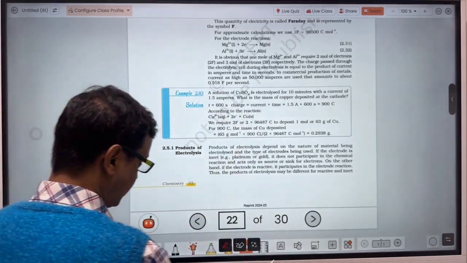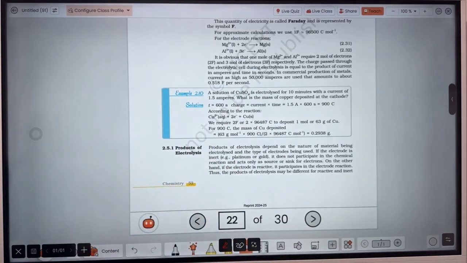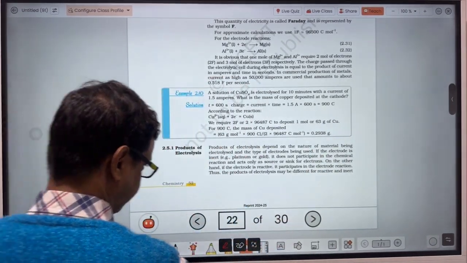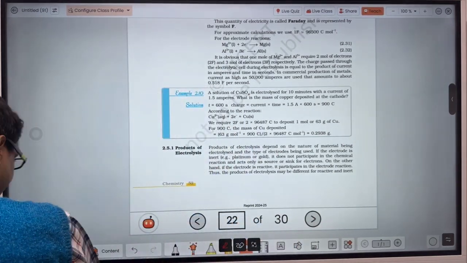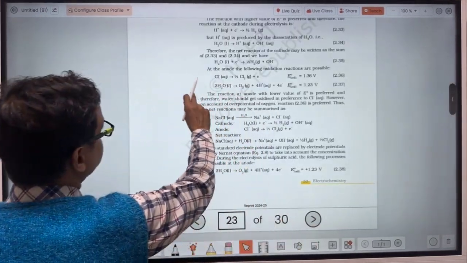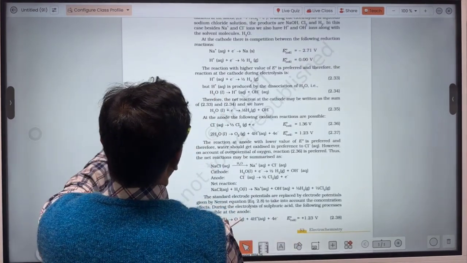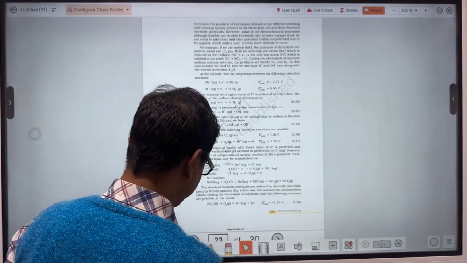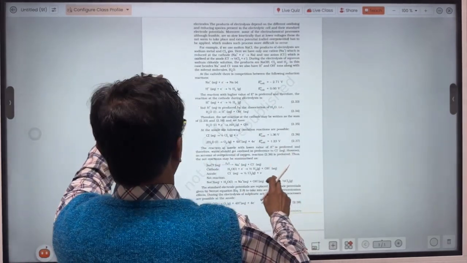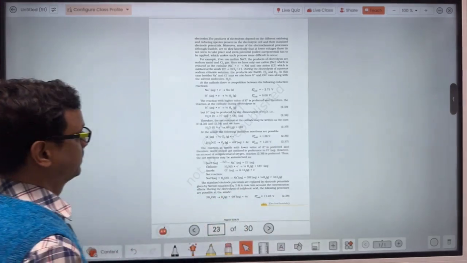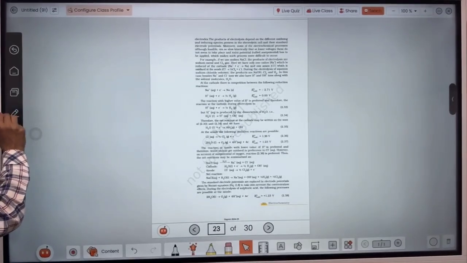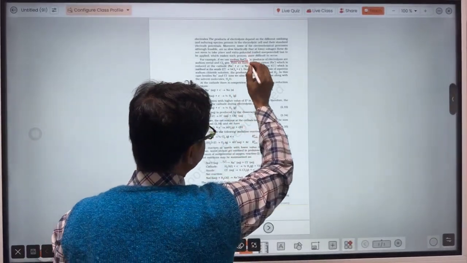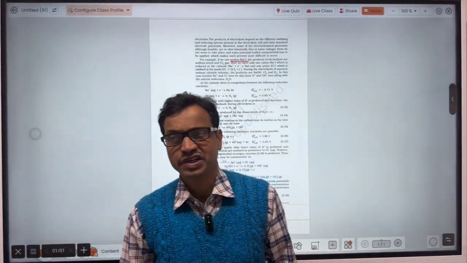First of all is electrolysis of NaCl. First point here is electrolysis of molten NaCl. When you study by yourself, you will find that there is no systematic way. But now I will tell you about the systematic way. Let's see. First of all, electrolysis of NaCl, or molten NaCl.